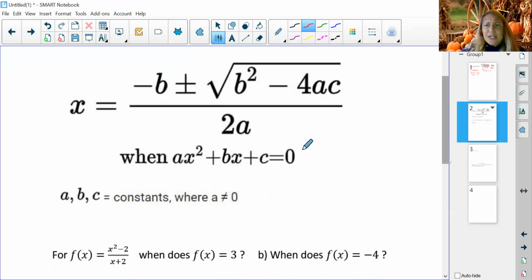And I think when I show you how to do this on technology, you're going to prefer that, of course, right? That would make sense. But we do need to know how to use this formula. So here it is. Copy it down into your notes if you don't already have it memorized.